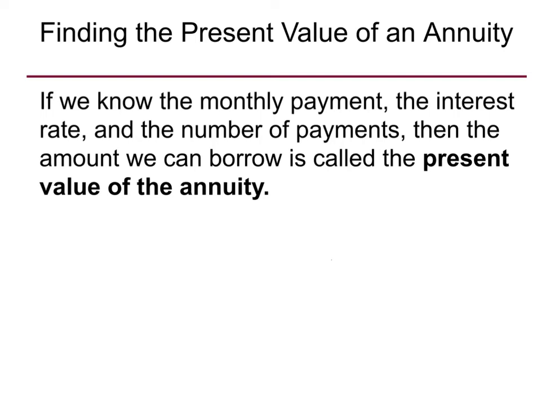The other thing that we'll find using the spreadsheet is present value of an annuity. If I know my monthly payment and interest rate and the number of payments, then the amount that we can borrow is called the present value of the annuity. So we can use this spreadsheet, really, this formula, to find out how much I can borrow. If I know how much I can afford per month, I can compute how much I can borrow. And that's a really valuable thing. That allows us to not borrow more than we're able to actually pay for a loan.